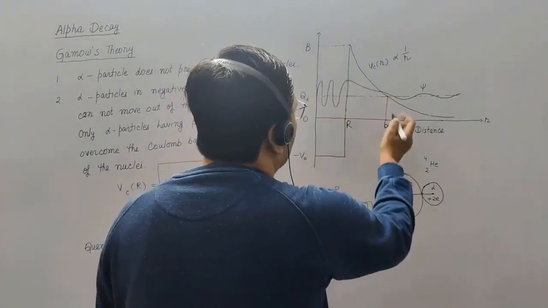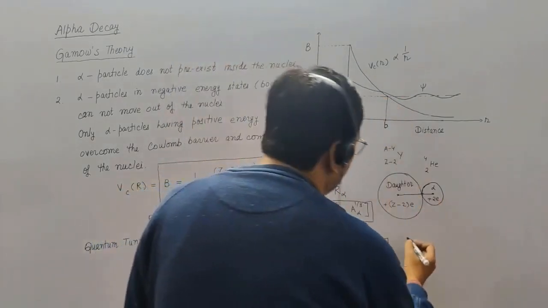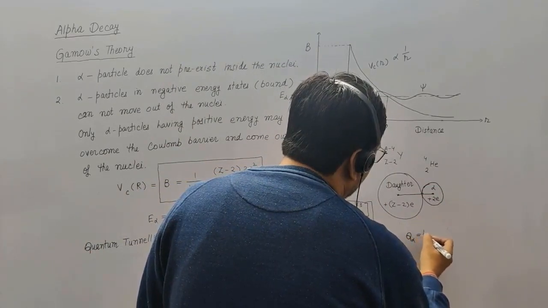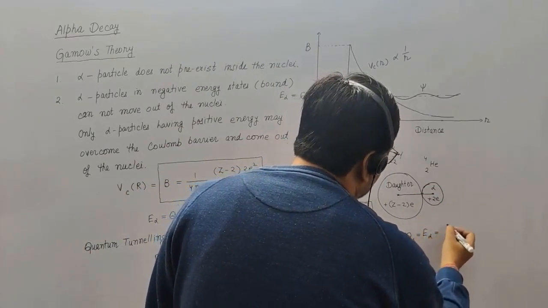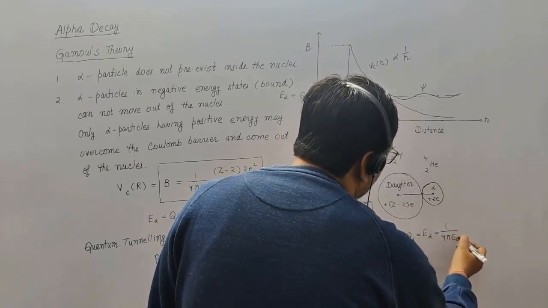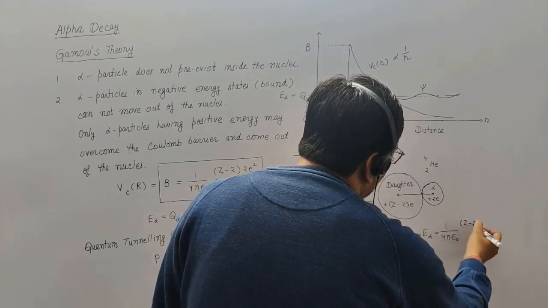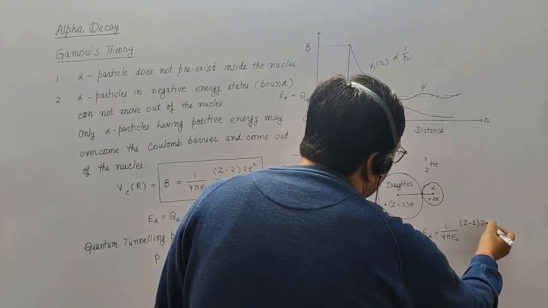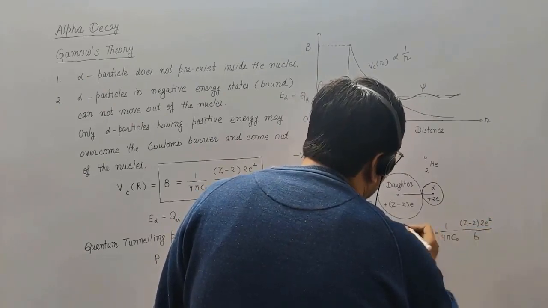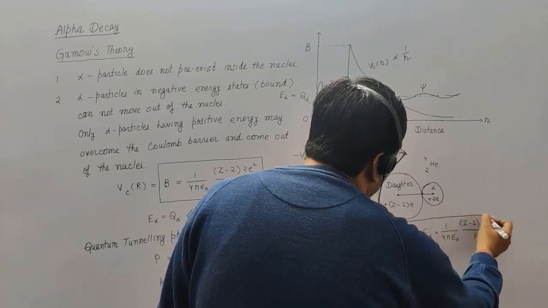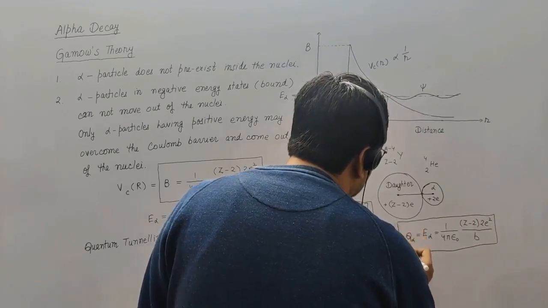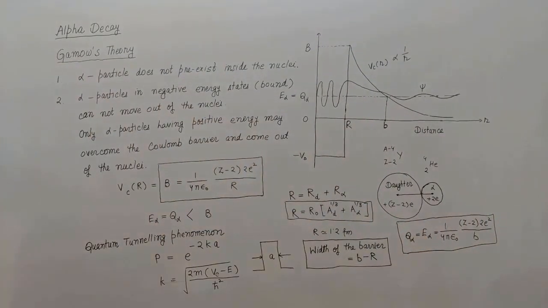So at point B, the energy is Q alpha. So this Q alpha, or E alpha, the energy of the alpha particle, is equal to 1 upon 4 pi epsilon naught times (Z minus 2) times 2e squared upon B. By using this formula, we can find out the value of B, and in this way one can estimate the width of the barrier.